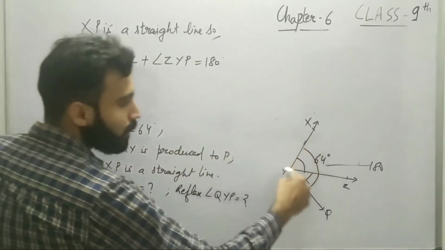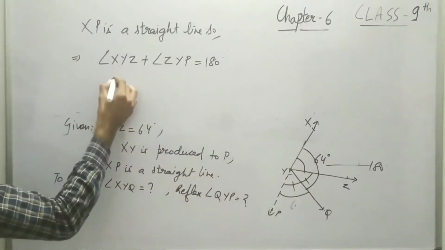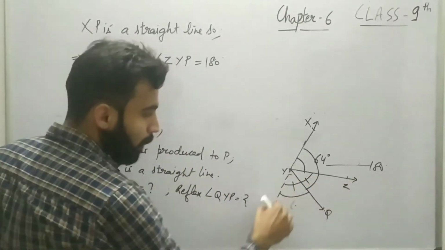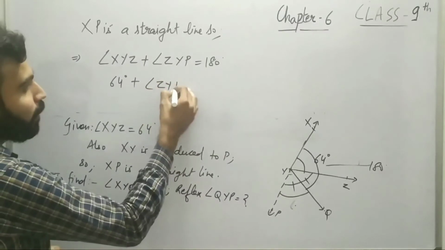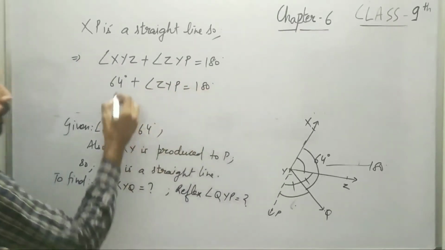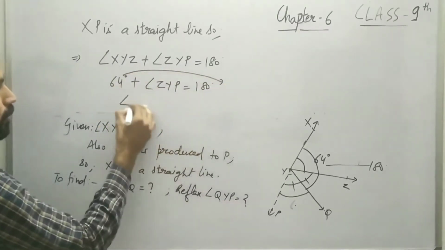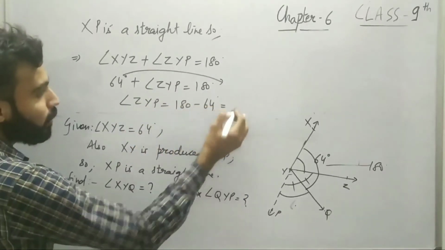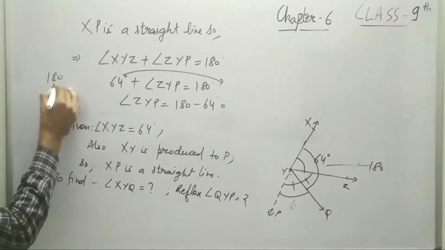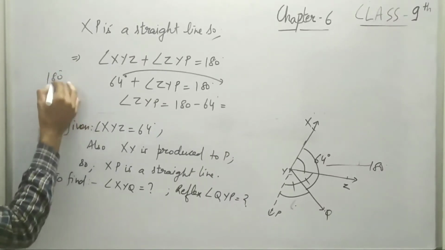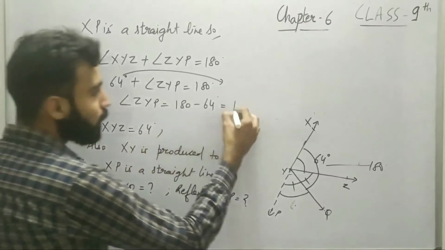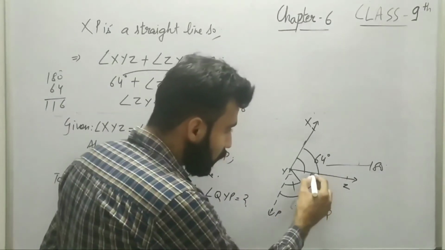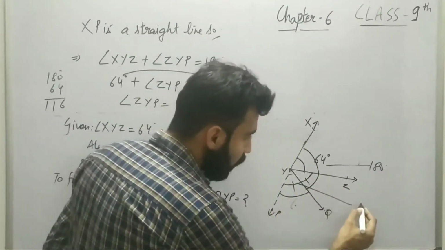Now we know XYZ is 64. So let me write here 64 degrees plus angle ZYP. We don't know angle ZYP, so let it be the same. Now transfer the 64 onto the right hand side. So that will give me angle ZYP as 180 minus 64 degrees. Now what is 180 minus 64? 10 minus 4 is 6, 7 minus 6 is 1. So 116 degrees. So 116 degrees is this complete angle ZYP.